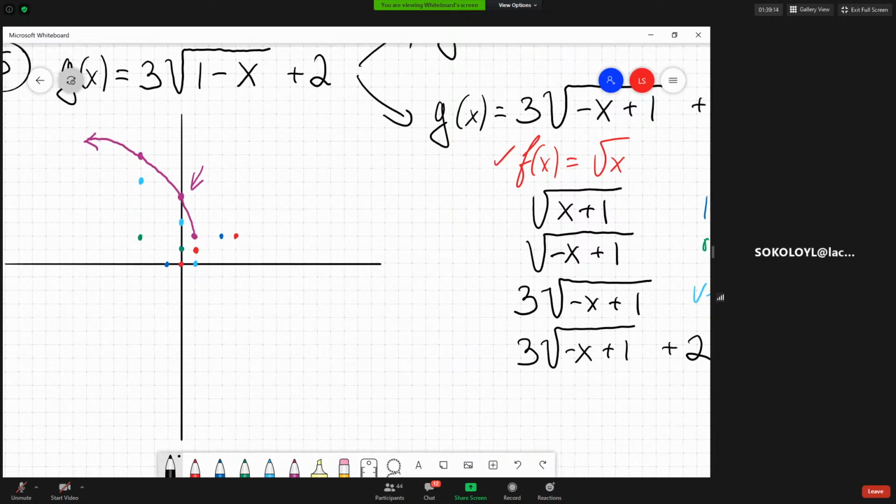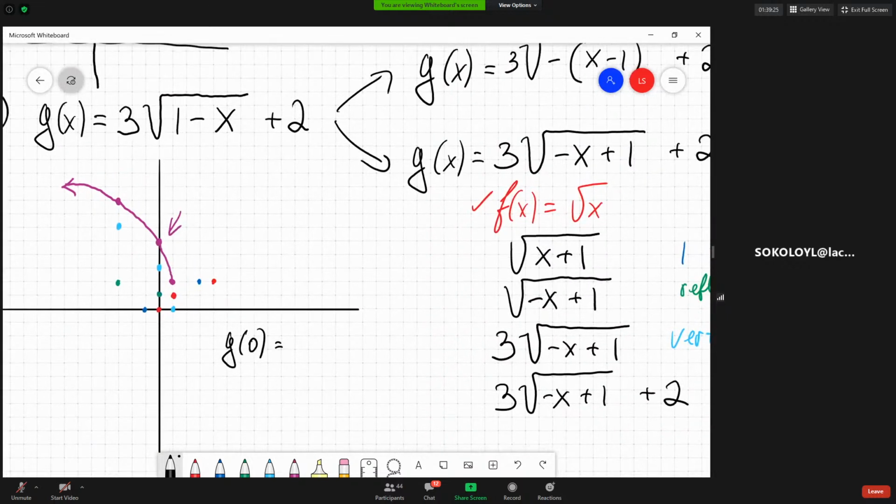So I know that g of 0 should come out to be 1, 2, 3, 4, 5, it seems. Let's check if it works out. I have 3 times the square root of 1 minus 0 plus 2. So that's 3 square root of 1. That's 3 plus 2, 5. So that one works out. That point is indeed 0, 5.